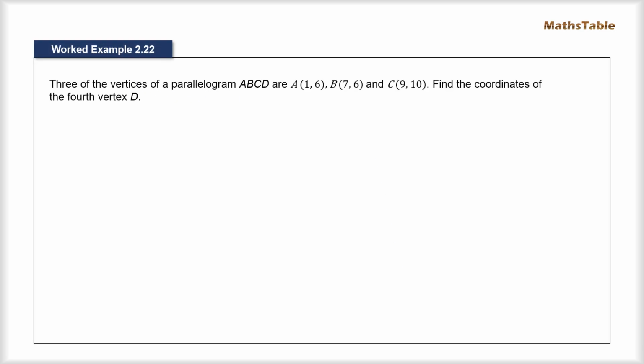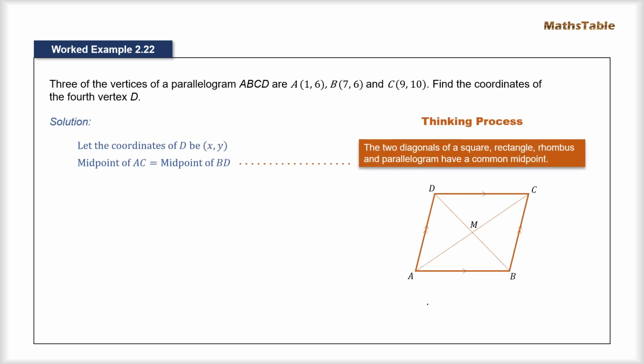Now here we have a question that there is a parallelogram ABCD which is drawn on a coordinate grid with 3 points A, B, and C given to us. We have the coordinates of these 3 points, but we don't have the coordinates of the fourth point, and we are required to find out this fourth point D. Now, if we have a parallelogram on a graph, we know one thing, that the two diagonals of this parallelogram, which are AC and BD, share a common midpoint.